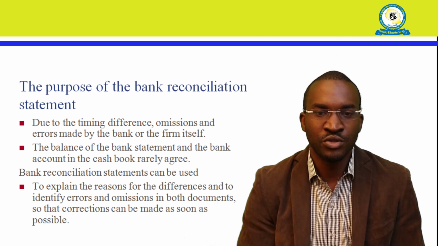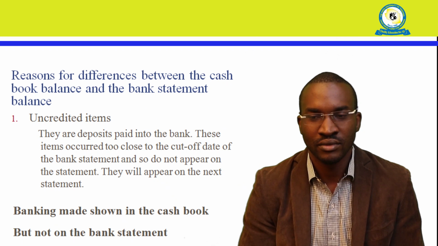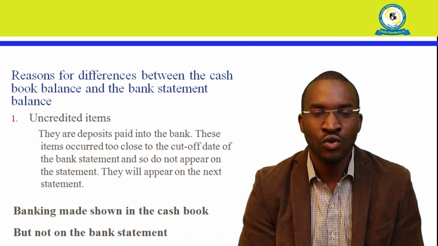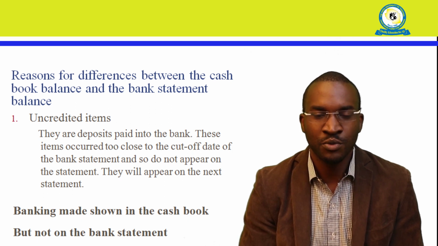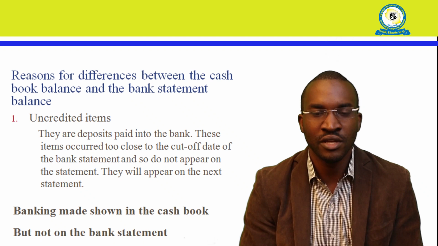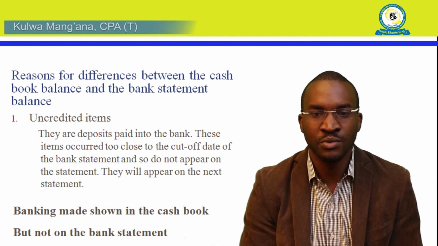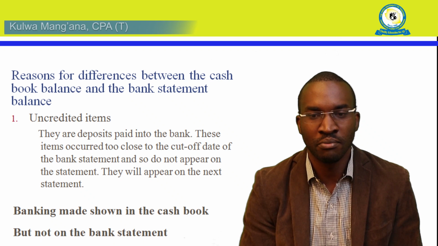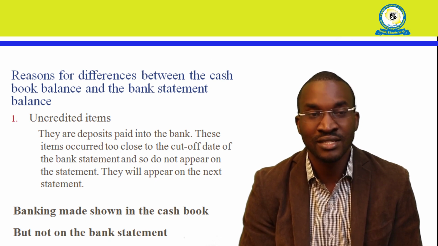Now, the reasons for differences between the cash book balances and the bank statement balances have been studied over the years, and scholars came up with these reasons. One, the very big reason, is uncredited items. These items are deposits which have been paid into the bank but occurred too close to the cut-off date of the bank statement, and so do not appear in the statement. They will appear on the next statement.